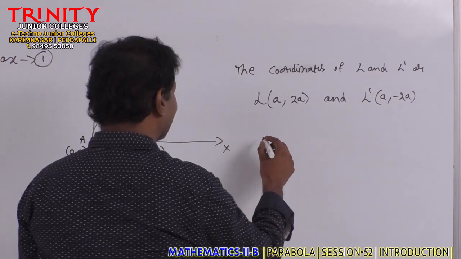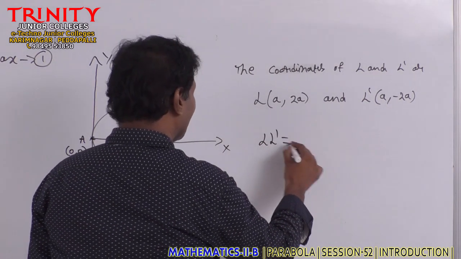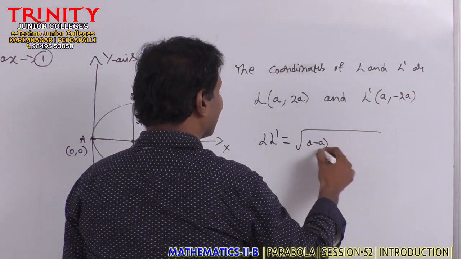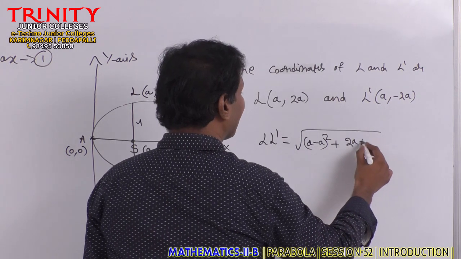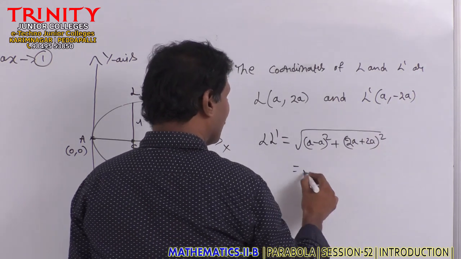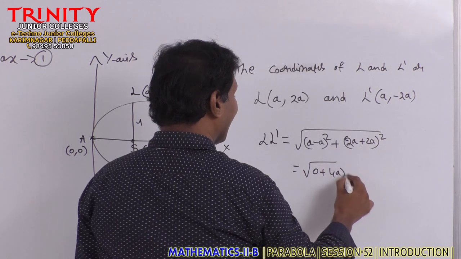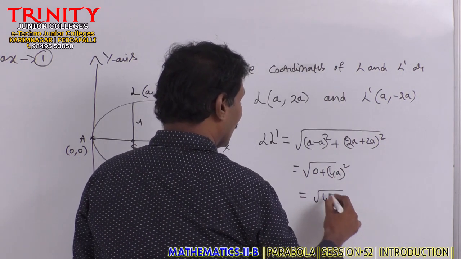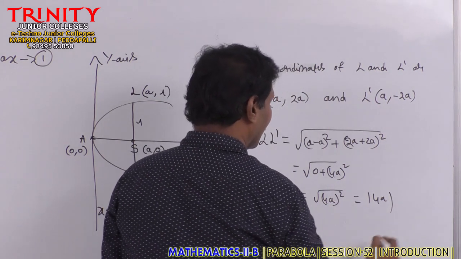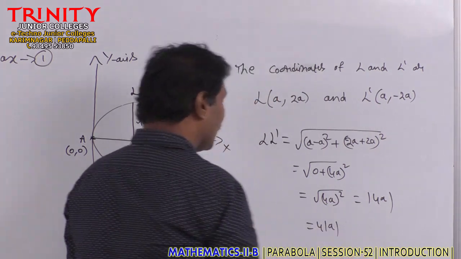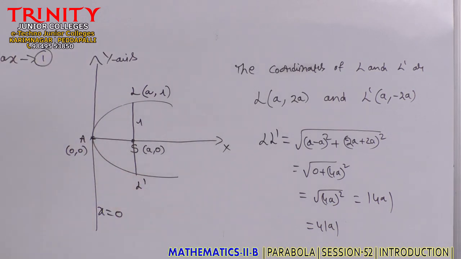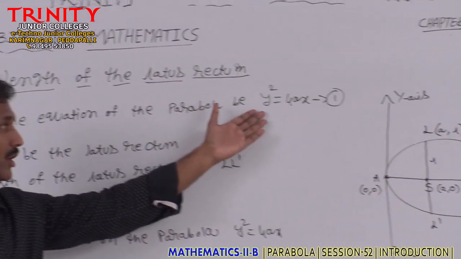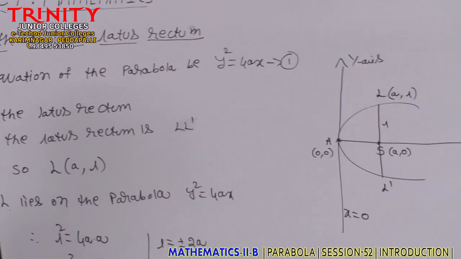Therefore, the length of the latus rectum L L dash equal to the square root of (a minus a) whole square plus (2a minus minus 2a) whole square, that equal to square root of 0 plus 4a whole square, that equal to mod 4a, that is 4 into mod a. Therefore, the length of the latus rectum of the parabola y square equal to 4ax is mod 4a.